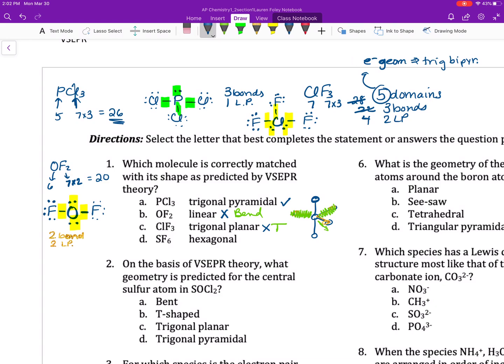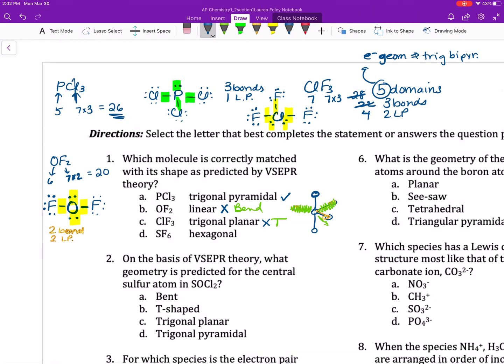SF6, hexagonal is not even an option. It's not a thing. So let me erase some of this stuff. So SF6, sulfur has 6 valence electrons. Each fluorine has 7, times 6 is 42. 42 plus 6 is 48. So I have this sulfur, and I'm just going to start throwing the fluorines around here.